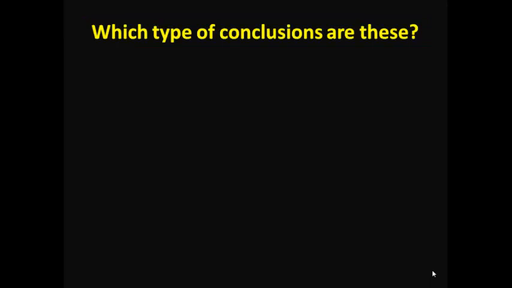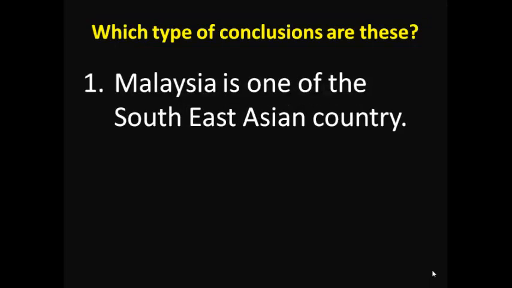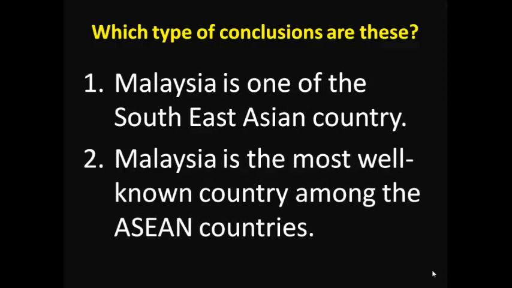Now which type of conclusions are these? Let's have a little exercise here. The first one, Malaysia is one of the Southeast Asia countries. The second one, Malaysia is the most well-known country among the ASEAN countries. Now take a guess which one is a fact, which one is an opinion.